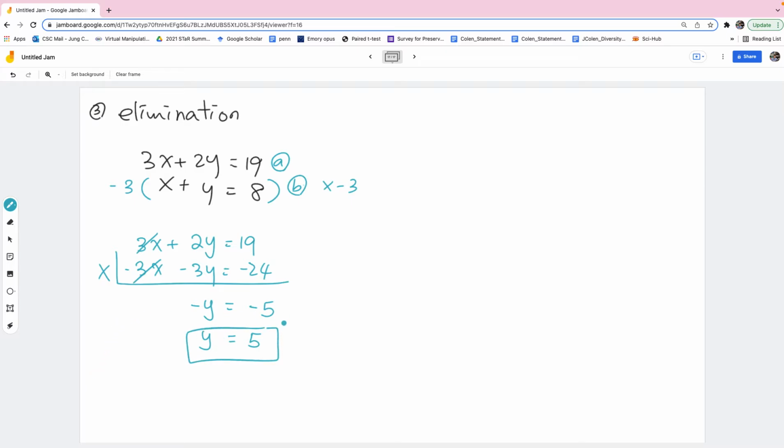We found y. Then you can plug it back into either a or b. Looks like this is easier, so I'm going to plug it in here. Then we have x plus, instead of y, we found y as 5, is equal to 8. So x plus 5 equals 8. So x is 3, or subtract 5 on both sides, then x equals 3. So we found x and y. So our solution should be (3, 5). Okay, so that works. That is the elimination method.